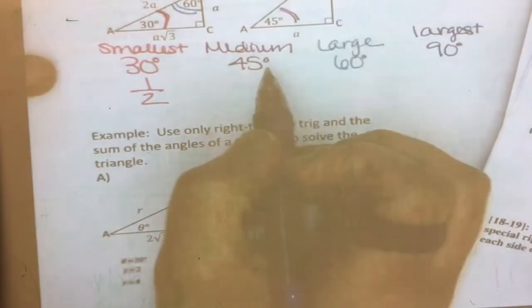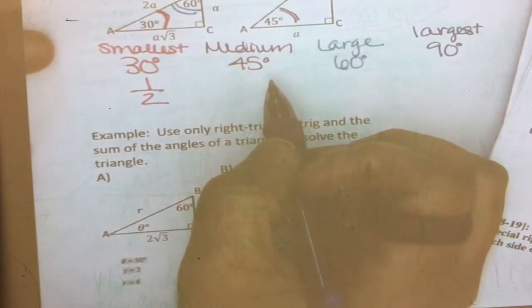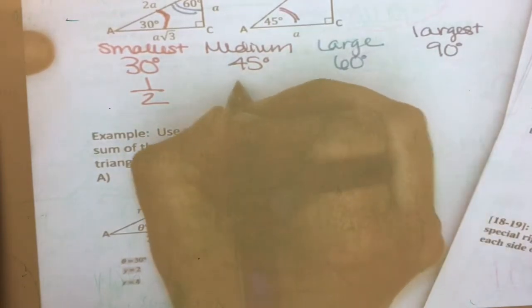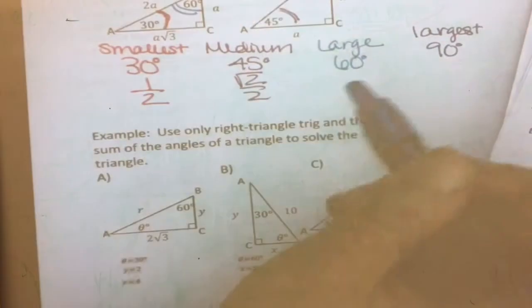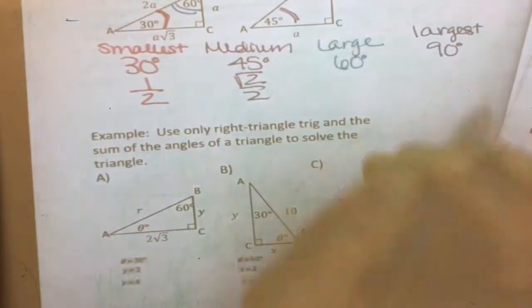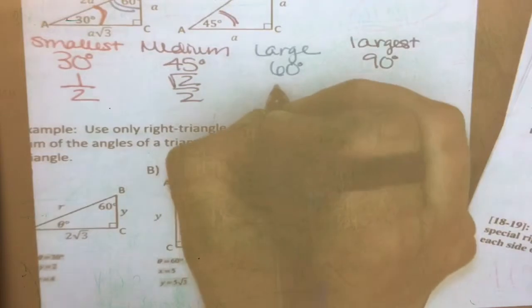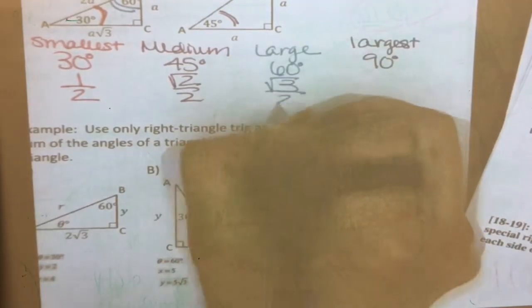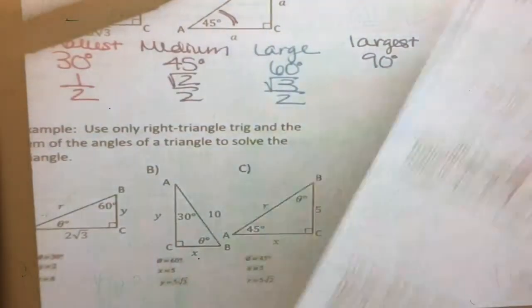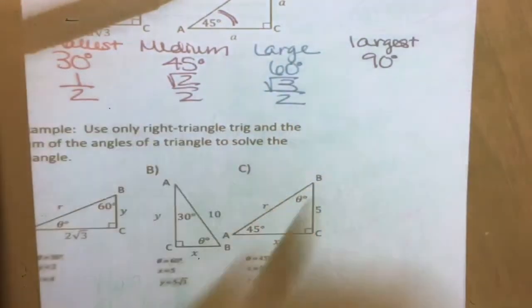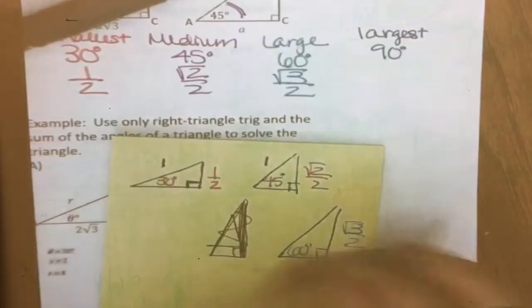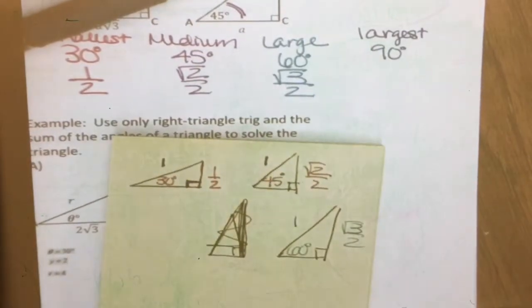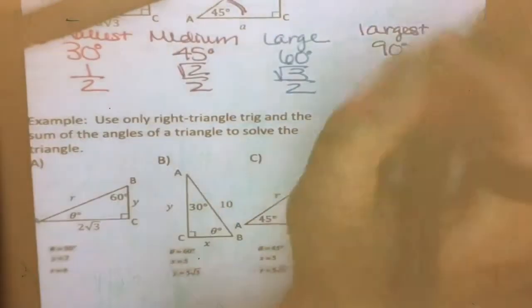The medium is always opposite the medium ratio. What is the medium ratio? Root 2/2. And my largest angle is 60. It's always opposite my largest ratio. And what's that one going to be? Okay? And then the 90 is going to be opposite what? What was it in all of these ones? 1. Okay? So that's when the hypotenuse is 1.